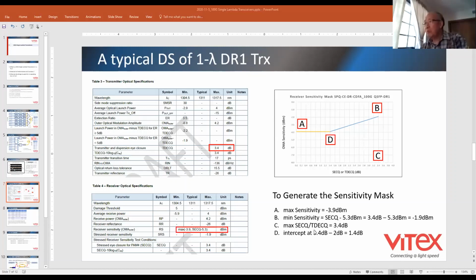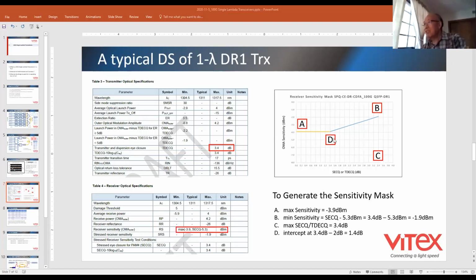Now the third point would be C, because you need to know the maximum theta Q. Maximum theta Q is the same as this. You look back on the transmitter spec: maximum theta Q is 3.4. So here's 3.4, because you need to plug this one in as well. And then the last point is the intercept point, which I call point D, which is the difference.